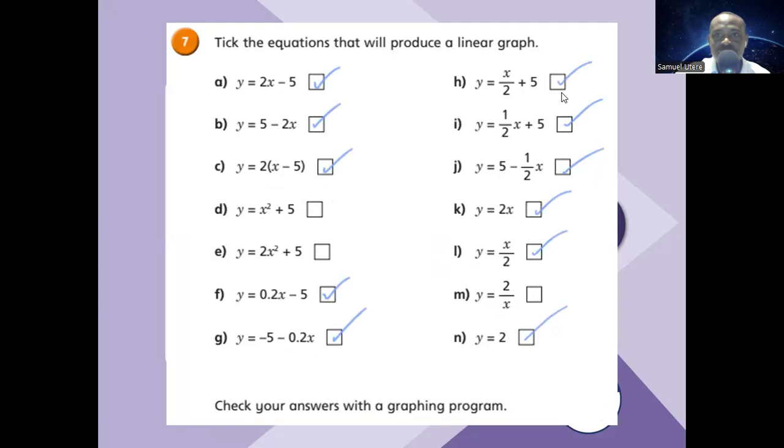Okay. Wow, interesting. Yeah. So we can see which will produce linear graphs. You can see they all have x to the power 1, right? Regardless of how you look at it.